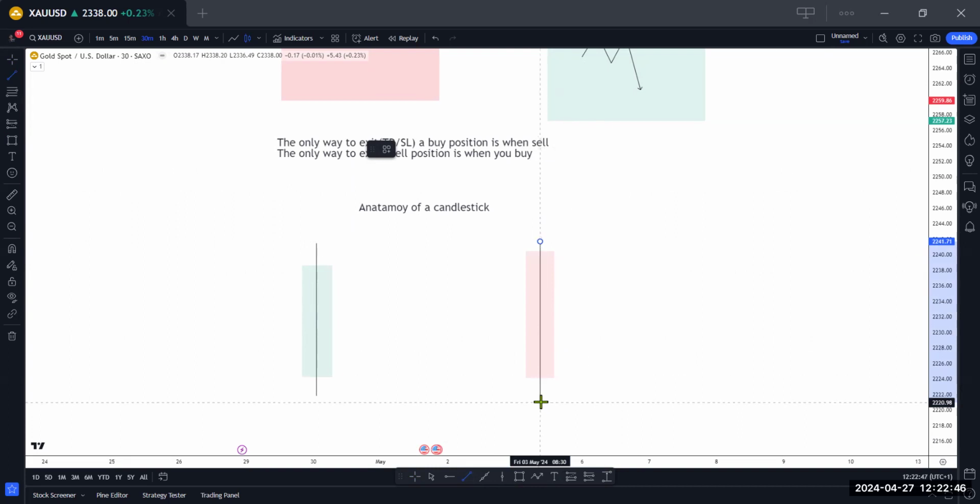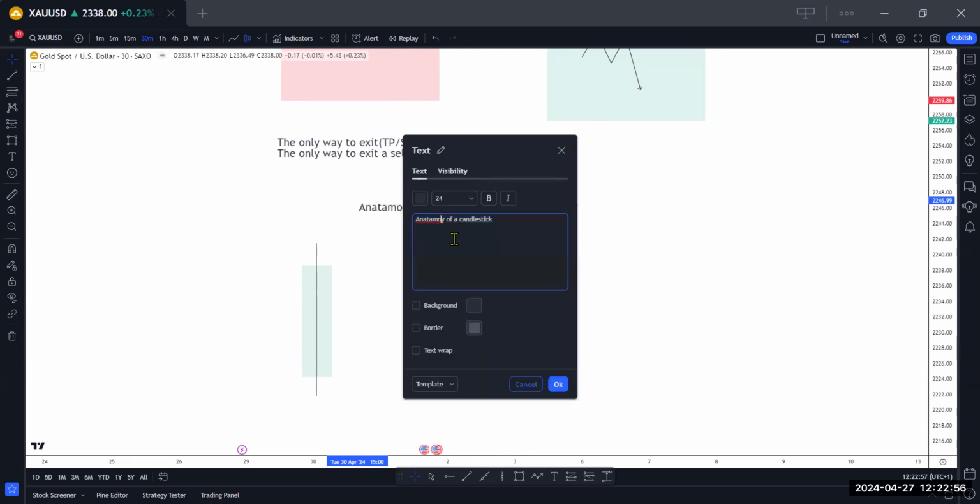Okay, the aim of this course is such that whoever is picking this course up, if you're a beginner, you can do very well with support and resistance, right? That's the aim of this course. Okay, so anatomy of a candlestick.